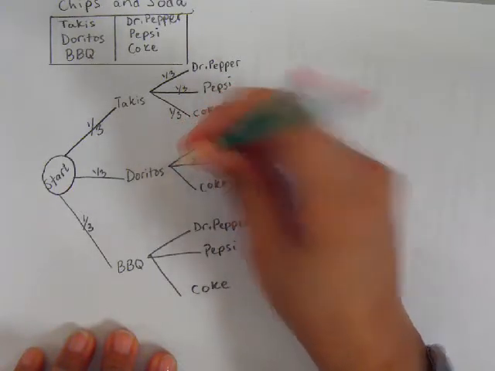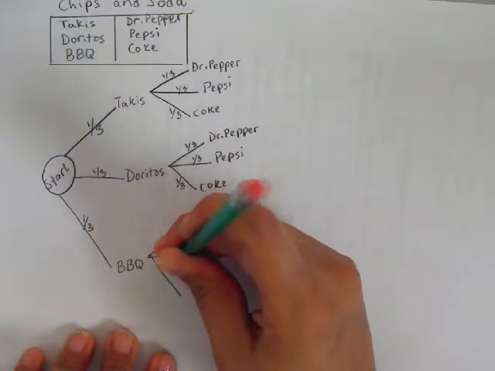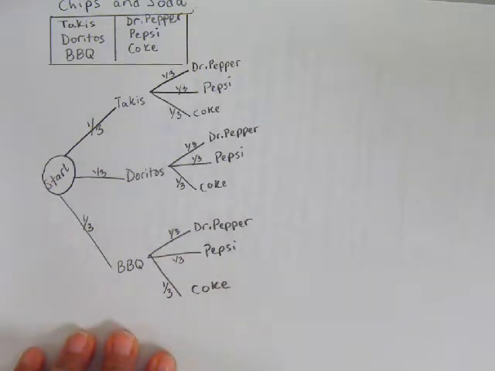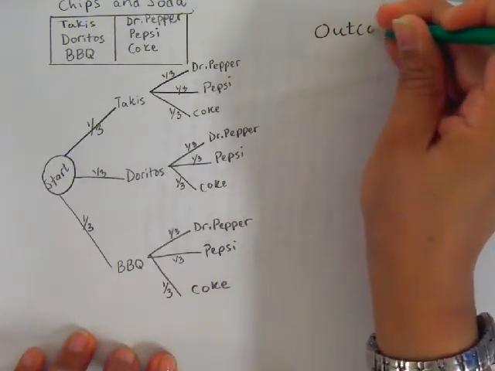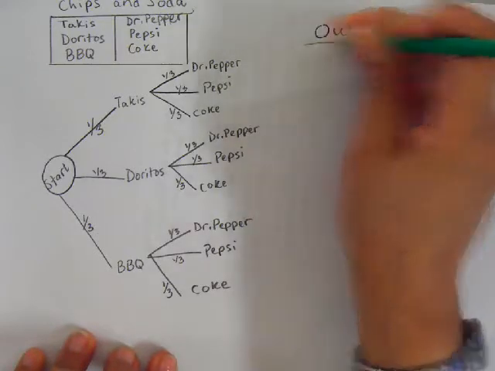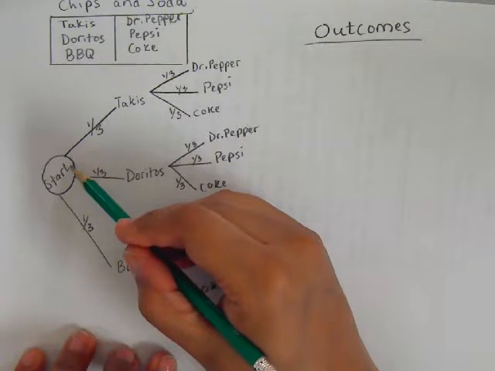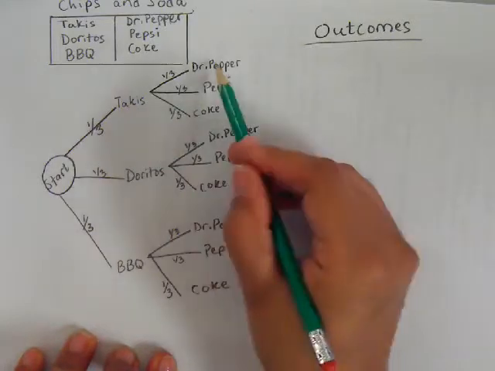Okay. As a reminder, though, it's not always going to be the same. So don't get in the habit of thinking it will always be the same. So this is excellent. We have finished at least this part of our tree. Our tree is done, which is amazing. But we are not done until we list out the outcomes. So here comes the outcomes. Okay. Remember, starting at the start, we're going to follow the line and see which possibilities we could have. So we're going to have Takis and Dr. Pepper.